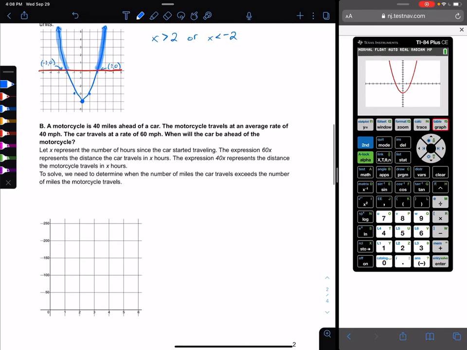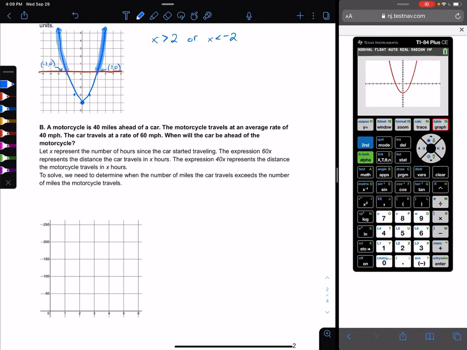In part B, it's a little more involved because we have to come up with the equation ourselves. But they tell us a motorcycle is 40 miles ahead of a car. The motorcycle travels at an average rate of 40 miles per hour, and the car travels at a rate of 60 miles per hour. When will the car be ahead of the motorcycle? So what we want to do is figure out, what are we looking for? When the car is ahead of the motorcycle. So the motorcycle started ahead.